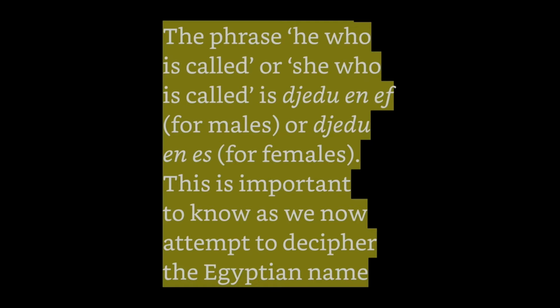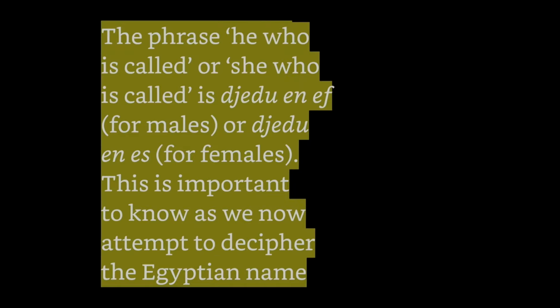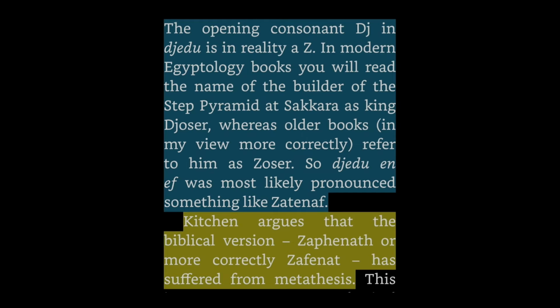They do not represent true vowel sounds or even their correct position within a word. This is why we have Zaphnath instead of Zetaneth. Finally, the J in Jeju is really a Z sound. We know this as we can read the name of the builder of the step pyramid at Saqqara as being King Josia, whereas we have older texts referring to him as Zoser.